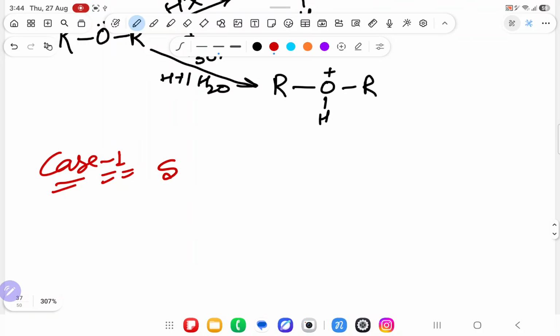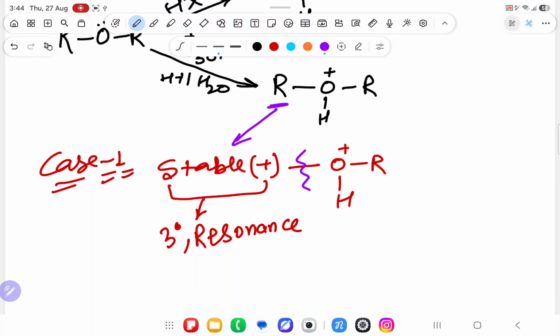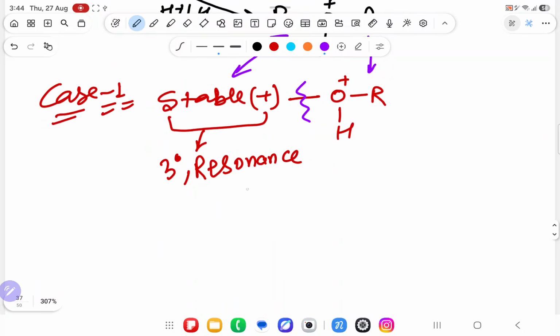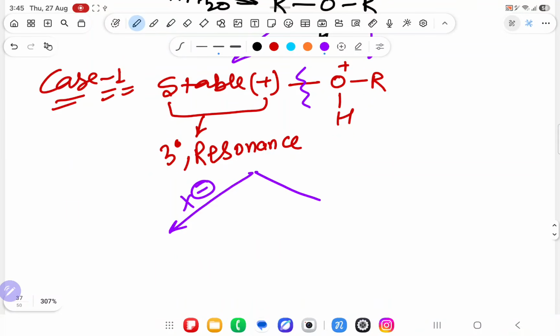In case number 1, if you get a stable carbocation R plus, how will it be stable? Either it will be 3 degree or it will follow resonance. It will do resonance, and over here OR plus and H, then you will break it from here. If one side R is stable, then you will break like this. After breaking, what happens? One will give X minus because both have already given H plus, so they have to give X minus. One will give OH minus.